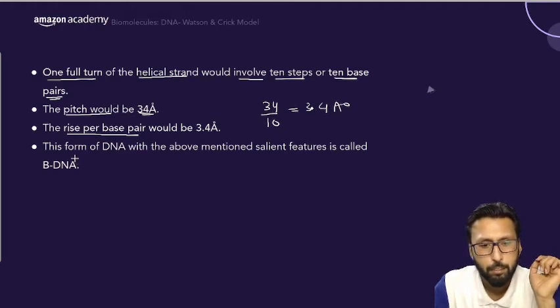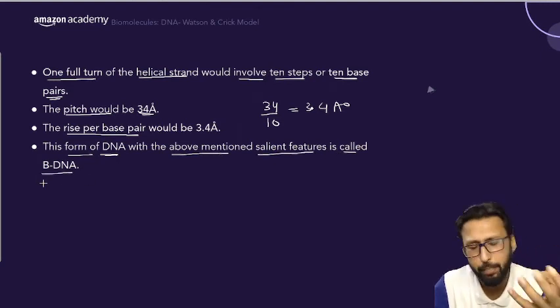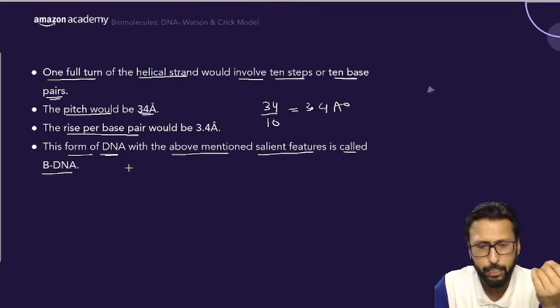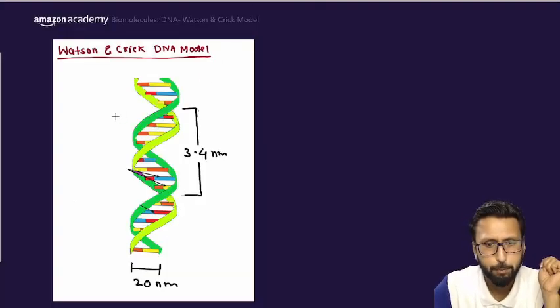Okay, this form of DNA with the above mentioned salient features is called B-DNA. We can have A-DNA, B-DNA, C-DNA, and Z-DNA. They have different distances for that. For B-DNA we have 34 Angstrom as the pitch. Now, let me summarize on this diagram.